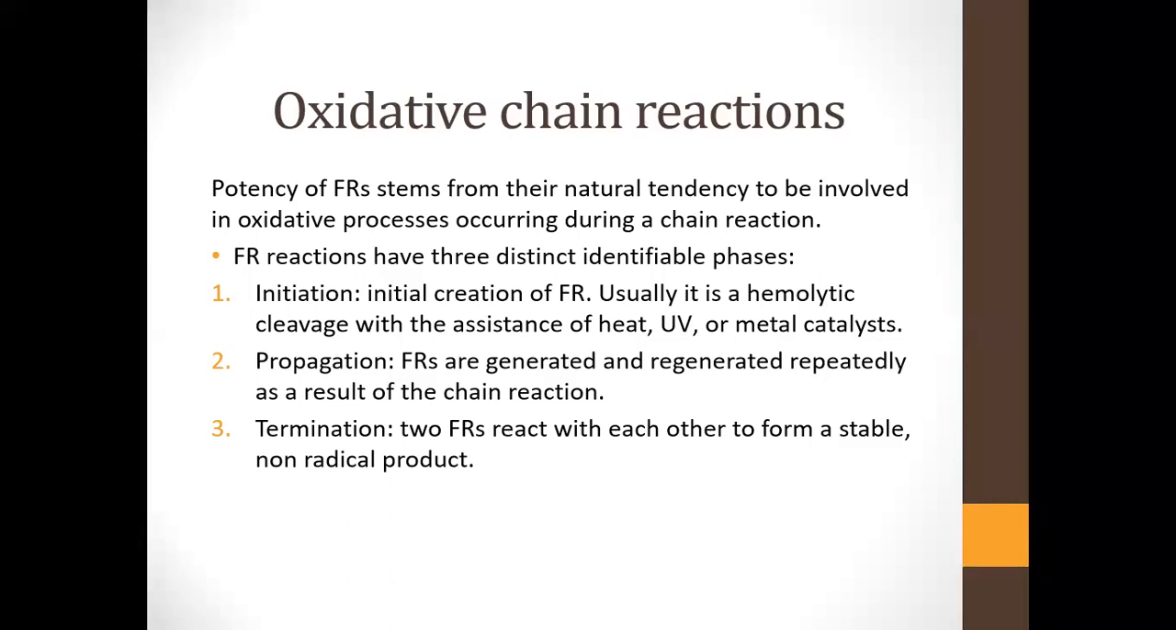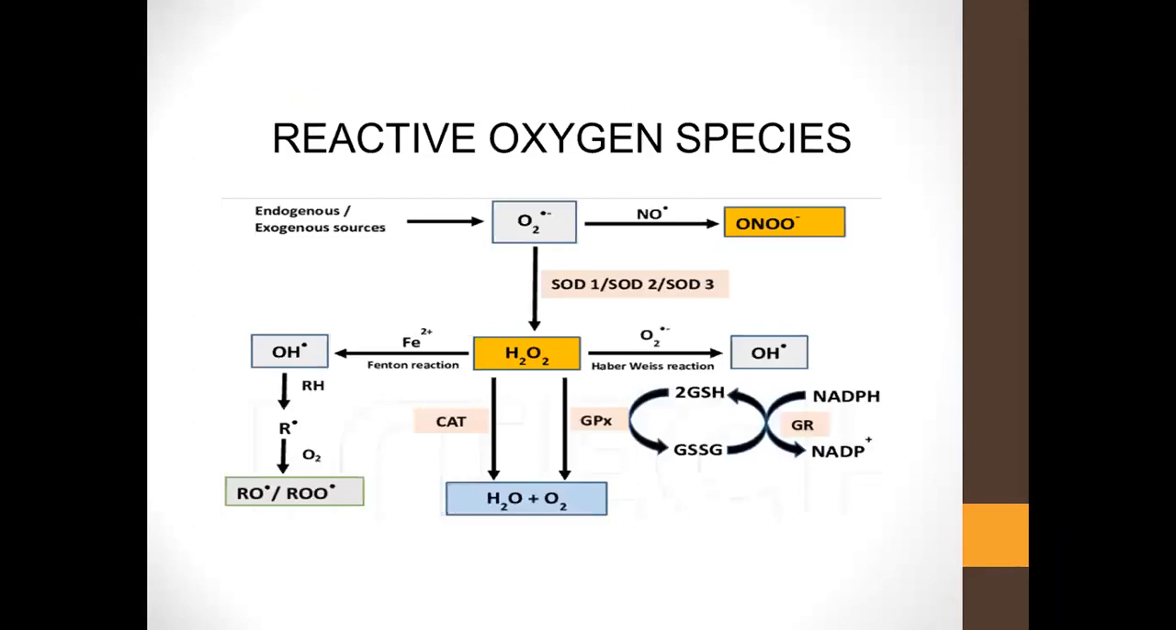Let's look at an example of reactive oxygen species undergoing the oxidative chain reaction. We have an endogenous or exogenous source producing the initial radical, which is the superoxide radical. This radical is formed by the addition of an electron to an oxygen molecule. This radical is neutralized by the superoxide dismutase enzyme in a dismutation reaction, where one radical is oxidized to oxygen while the other is reduced to hydrogen peroxide. As you can see, hydrogen peroxide is not a radical, but it is a part of reactive oxygen species. As it has no unpaired electron, it is a 2-electron product of oxygen reduction.